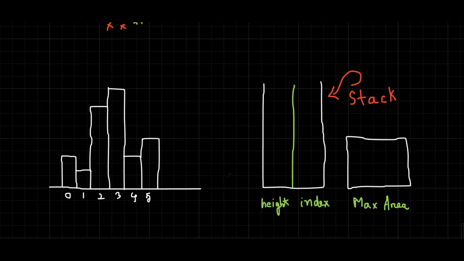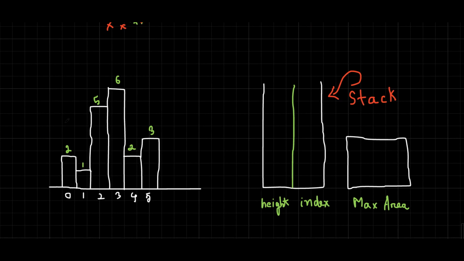Suppose here, let's take another example. Now, the height of the first bar is 2. The height of the second bar is 1. The height of the third bar is 5. The height of the next bar is 4. And it is 2. And it is 3. Okay. Now, we are using a stack, and each element of the stack will contain two values. One is the height, another is the index. And this is the max area variable.